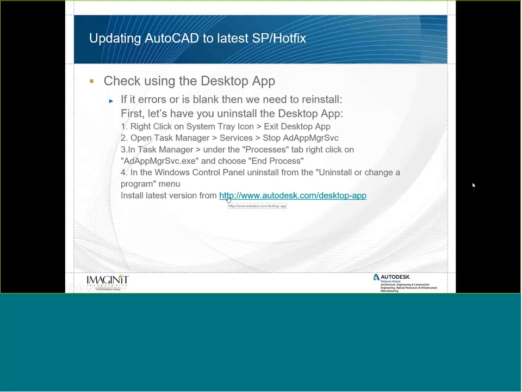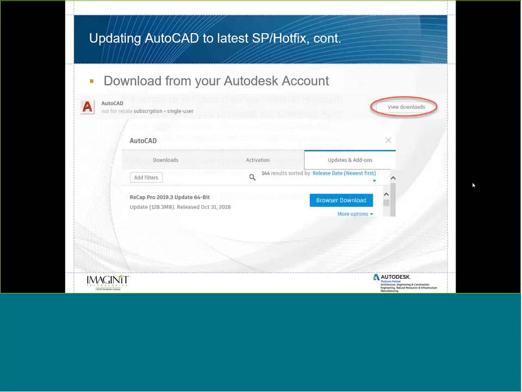Once you have the newest version installed, recheck, see if you have updates again. The other method, and this is the method I actually prefer, is you go to your Autodesk account. You log into your manage.autodesk.com if you're assigned licenses. You'll go to where you see your AutoCAD subscription.